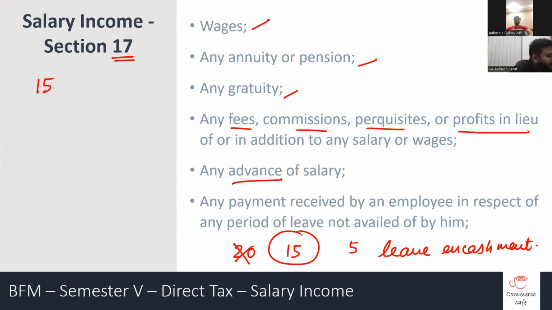That payment is called leave encashment. So that amount, any payment received by an employee in respect of any period of leave not availed. If he did not avail the leave, if he worked on those days also, and for that he's getting any extra payment from the company, it is called leave encashment. Even that is included in salary according to Section 17 of the Income Tax Act. Clear?